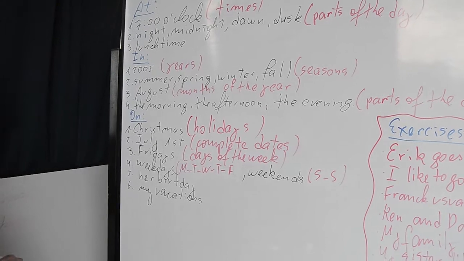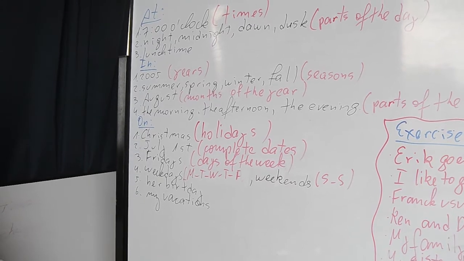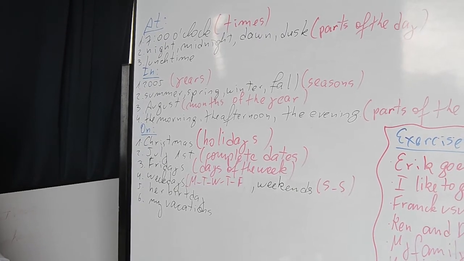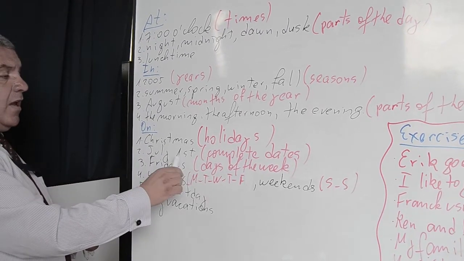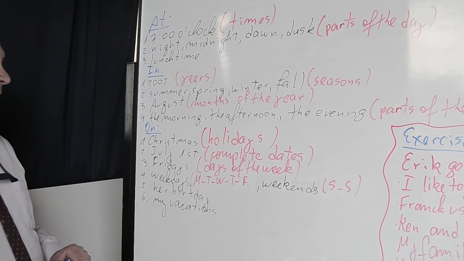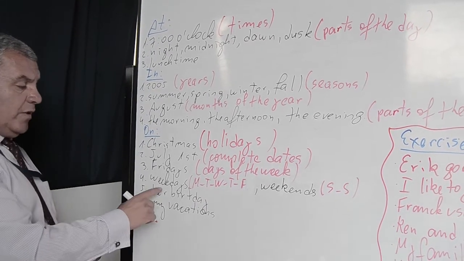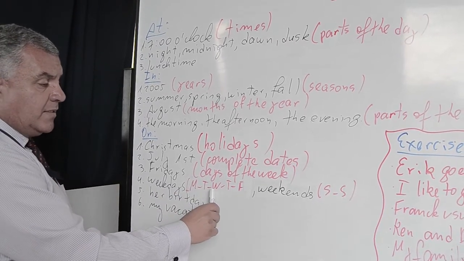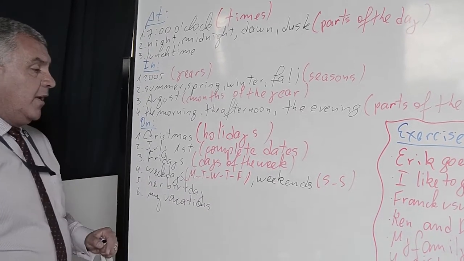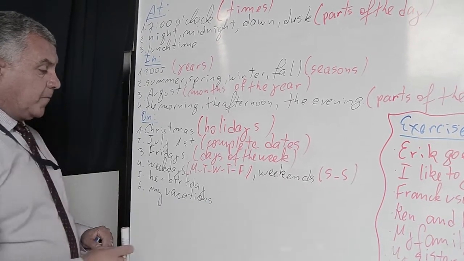Let's finish with on. On we use with holidays. For example, I always travel to my hometown on Christmas. With complete dates, for example, I graduate on July 1st. The next one is days of the week. For example, I like to go to the park on Fridays. On is also used with weekdays, Monday, Tuesday, Wednesday, Thursday, Friday, and with weekends, Saturday and Sunday. For example, my son likes to go to the park on weekends.